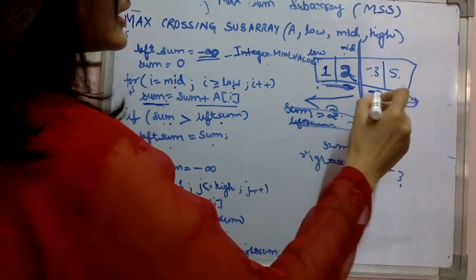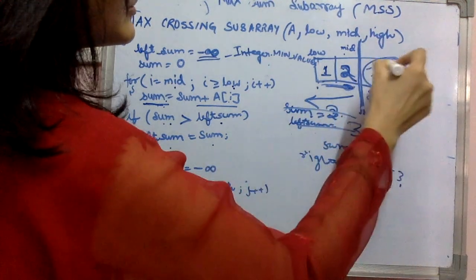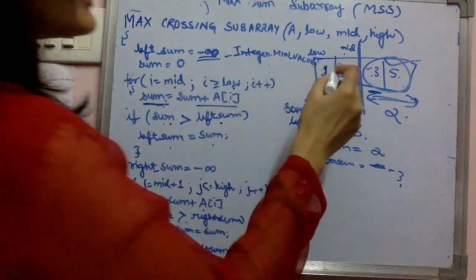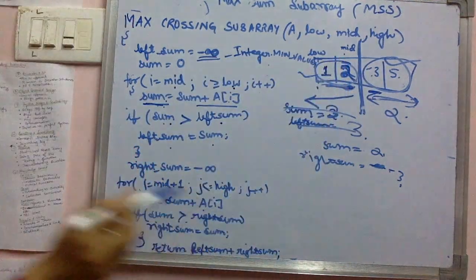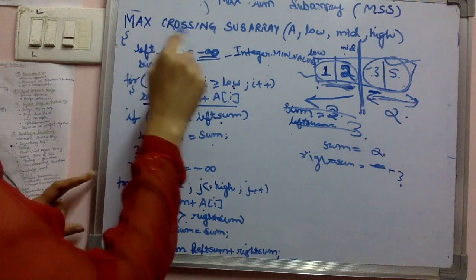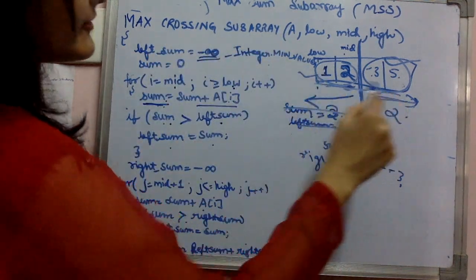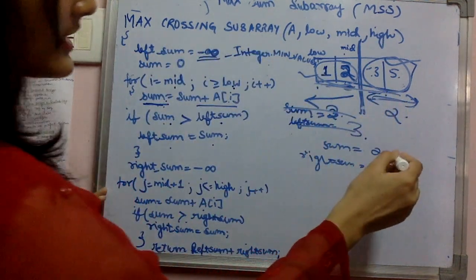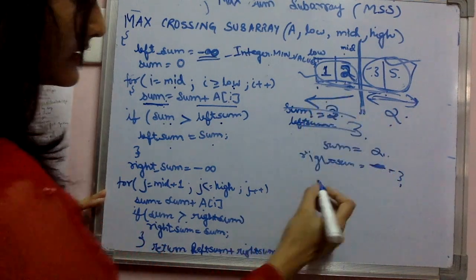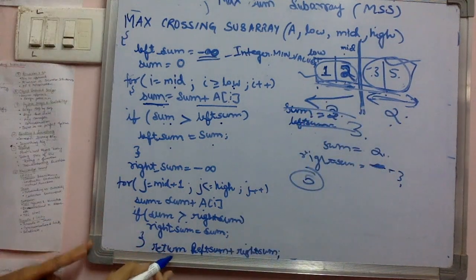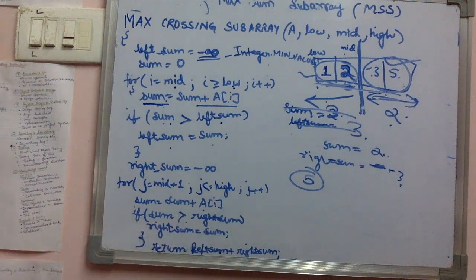So here the right sum is 2 considering both of them, and the left sum is 3 considering both of them. Now the max subarray will be the sum of both of them. So if we add both of them, 2 plus 3, we will return 5. So that is what we are returning: left sum plus right sum.